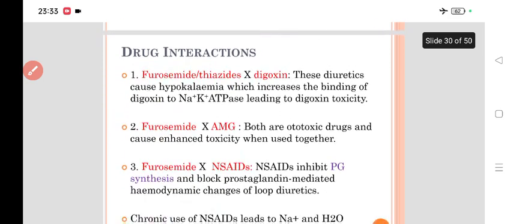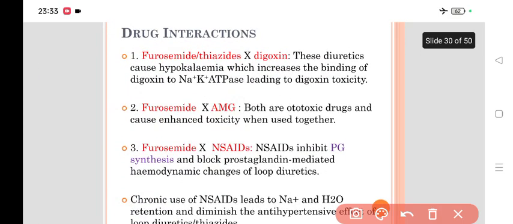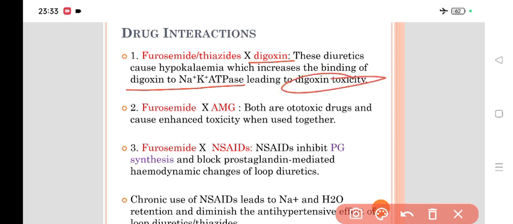Now drug interactions of loop diuretics. Furosemide or thiazides should not be combined with digoxin. Why? Because these diuretics cause hypokalemia, which increases the binding of digoxin to the sodium-potassium ATPase, leading to digoxin toxicity.